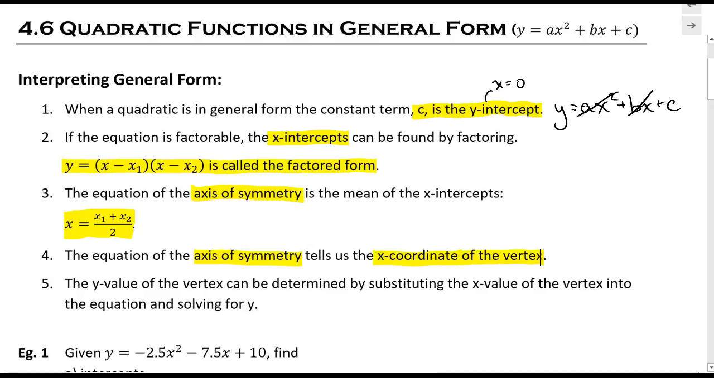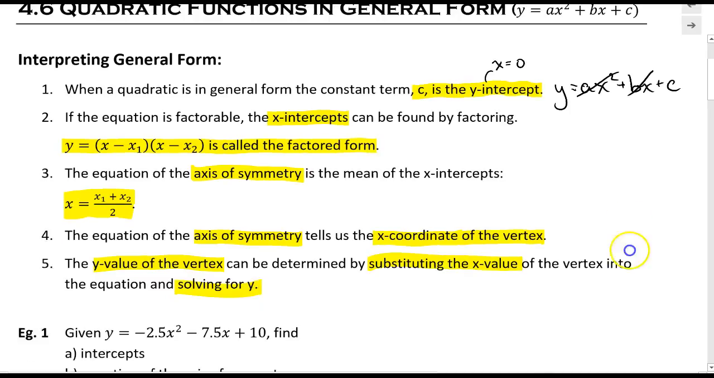Our fifth point says that the y value of the vertex can be determined by subbing in our x value for the vertex into our equation and then just solving for y. And that goes for any point. If you know your x value, you can solve for y. This is still the same for a vertex. It's just because it's a critical point, a point that we always look for on our parabola, that we specifically highlight that you can do this. So the y value of our vertex can be figured out by substituting in our x value and solving for y.